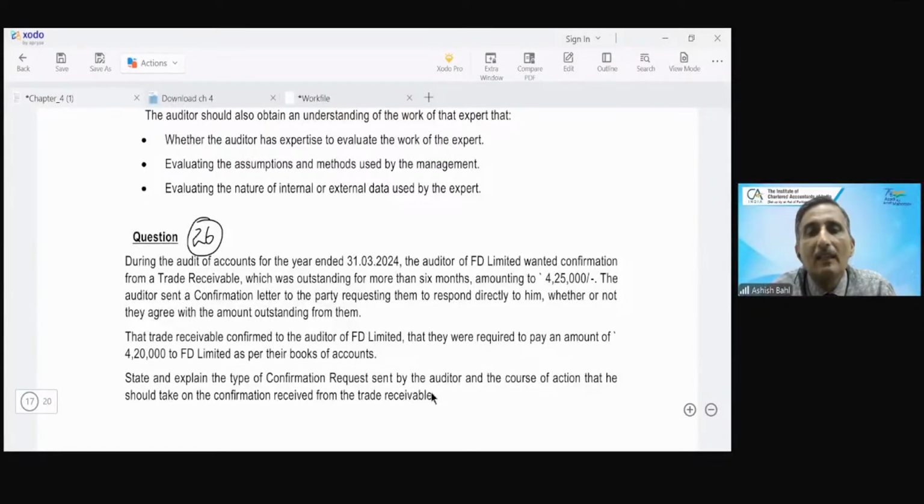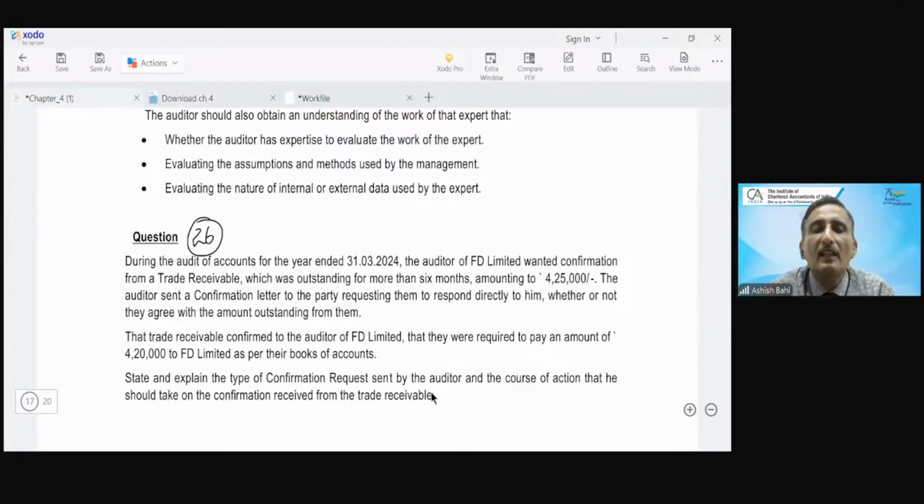That trade receivable confirmed to the auditor that they were required to pay an amount of 4,20,000. Okay, so they are saying not 425, we are required to pay 420. So state and explain type of confirmation request sent by the auditor and course of action. So two parts. Sometimes it happens in the question that we read very quickly and we just answer one part. So you would get credit of the part you have answered.